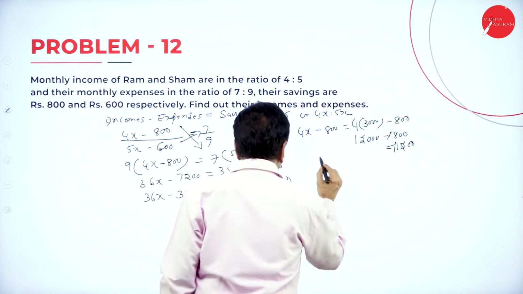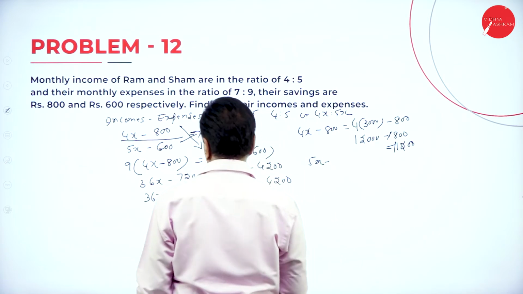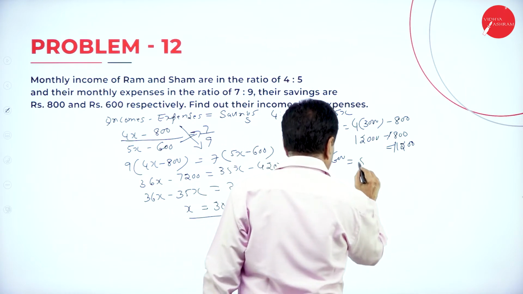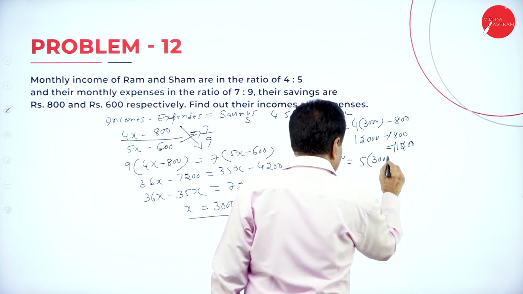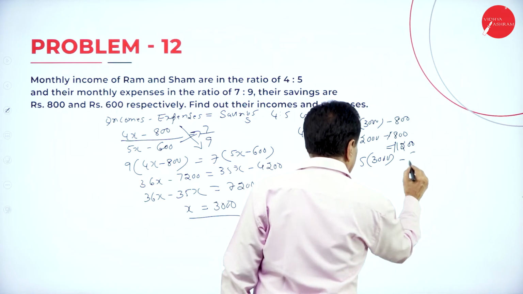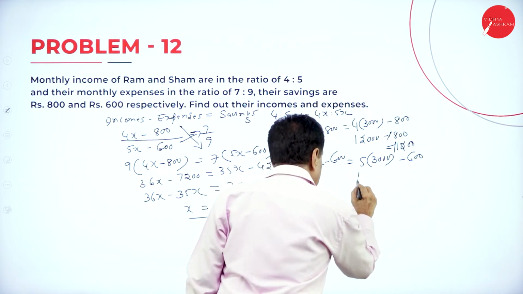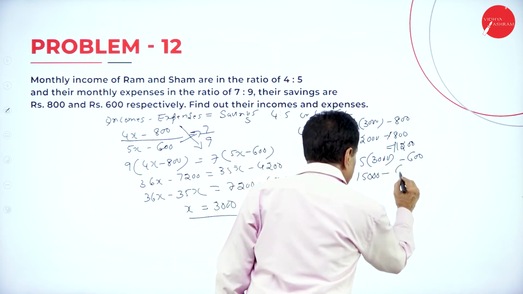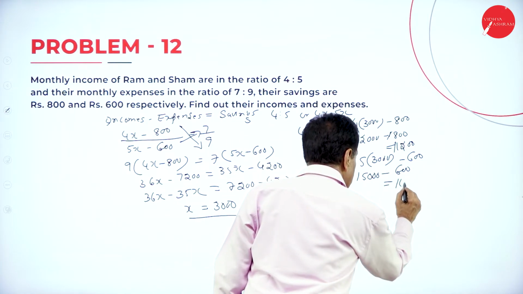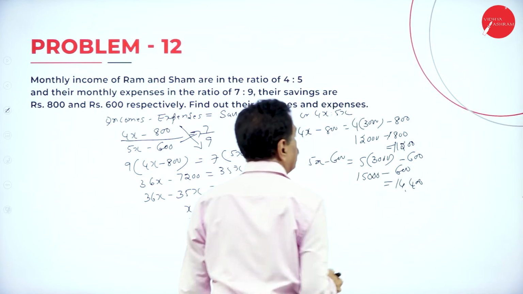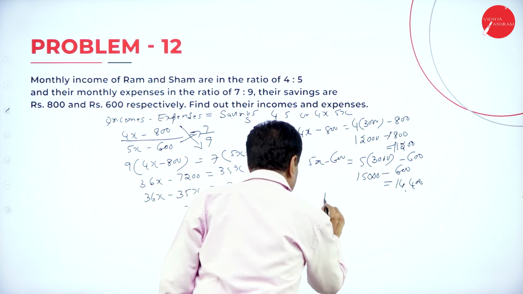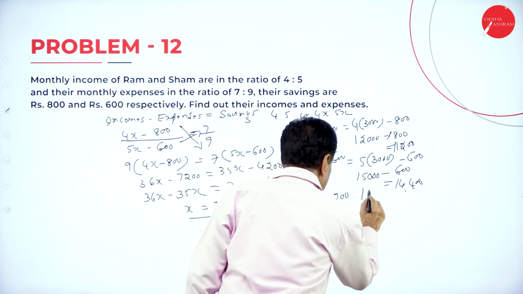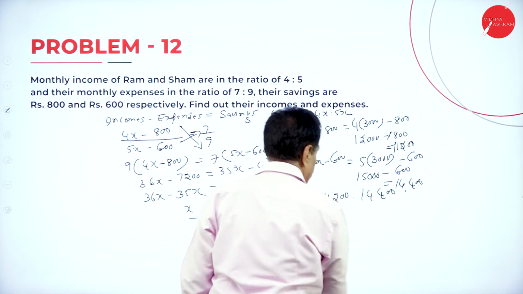11,200. 5x minus 600 is 5 into 3,000 minus 600. That is 15,000 minus 600, which is 14,400. So this is 11,200 is to 14,400.